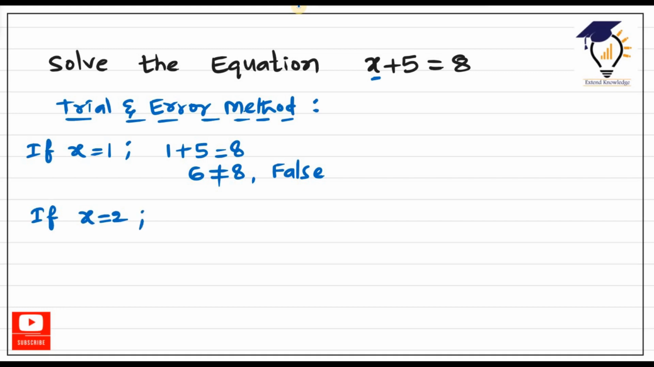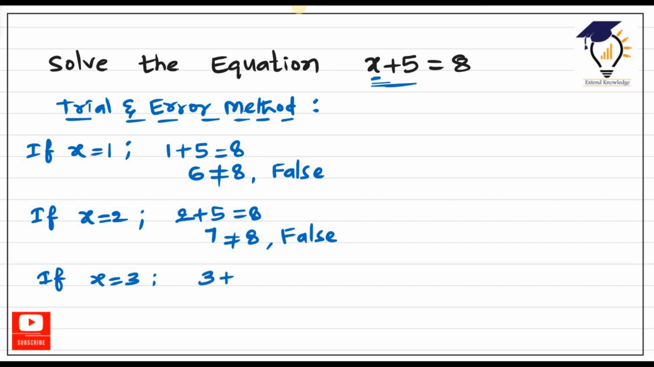If x is equal to 2, what happens? 2 plus 5 is 7, which is again not equal to 8, and the statement is false. And if x is equal to 3, what happens? 3 plus 5 is 8, so 8 is equal to 8 and we got a true condition.